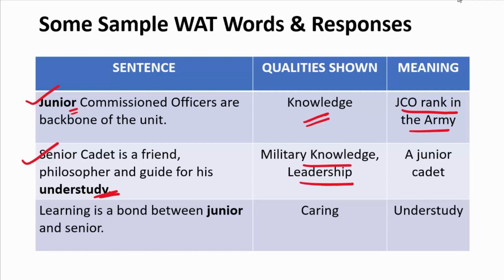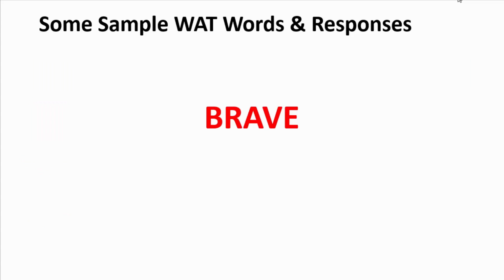And the meaning in the sentence for the word understudy is a junior cadet. You can also write, learning is a bond between junior and senior, which will show your caring nature, and the meaning of the word junior used in this sentence is understudy again. Going on to the next word, brave.